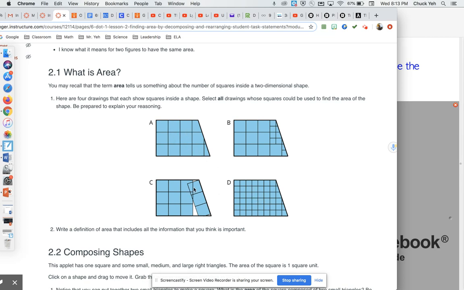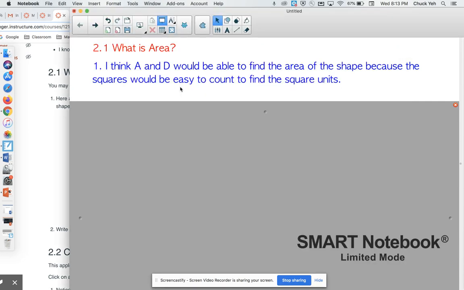Okay, this one, I don't know, it's kind of crooked. This one here has a combination of big and small. Again, there's no real answer as long as you have a reason for it. So again, I think A and D would be able to find the area of the shape because the squares would be easy to count to find the square units. So if you need to write this down, pause the video and do that.